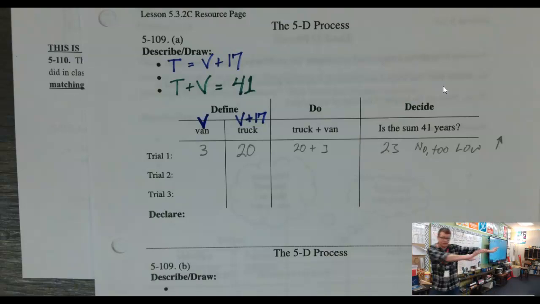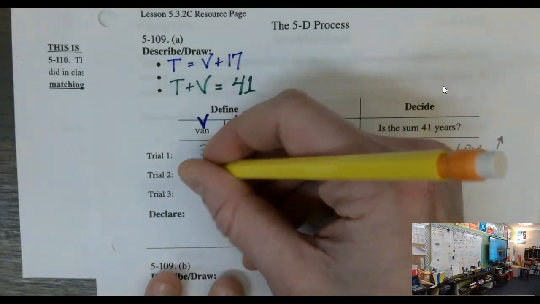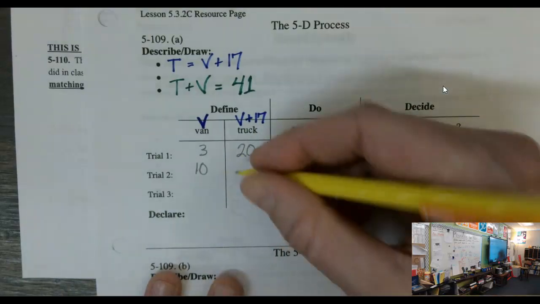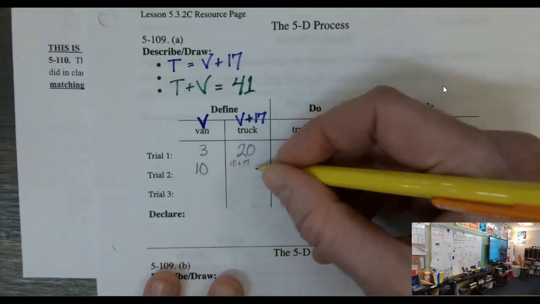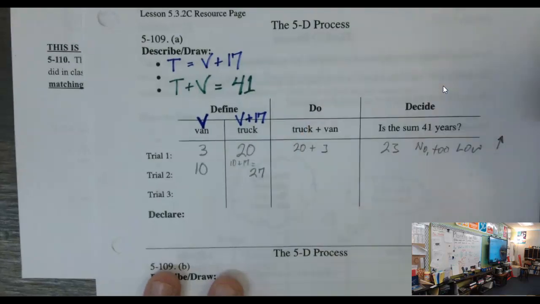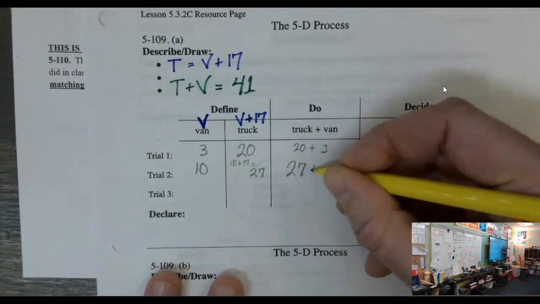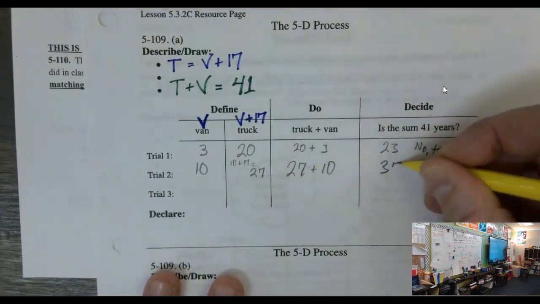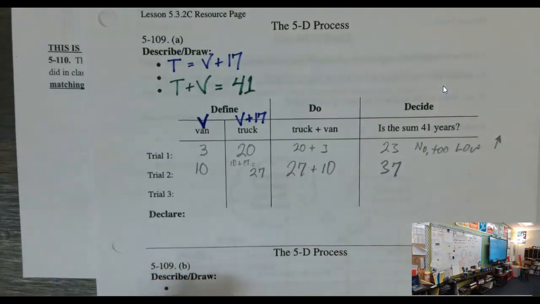You guys keep trying whatever you're trying. I hear you. If I try 10, what is 10 plus 17? 27. What is 27 plus... Ooh, I'm closer.